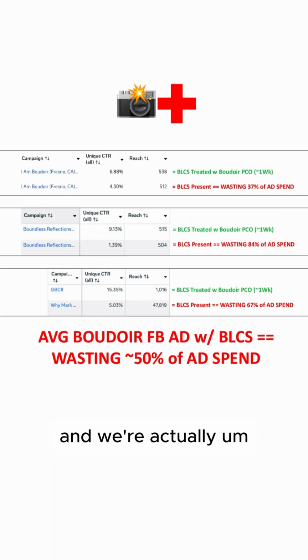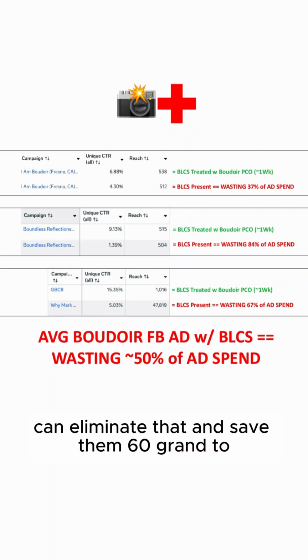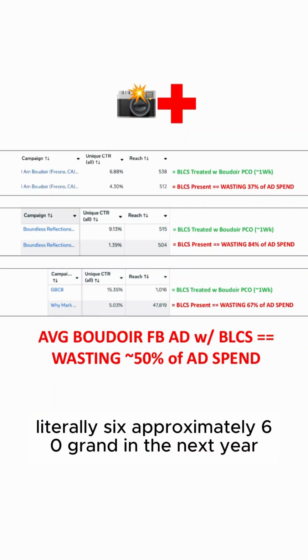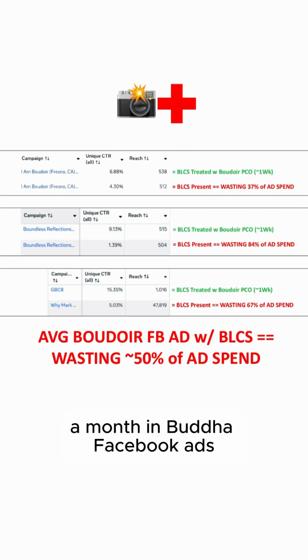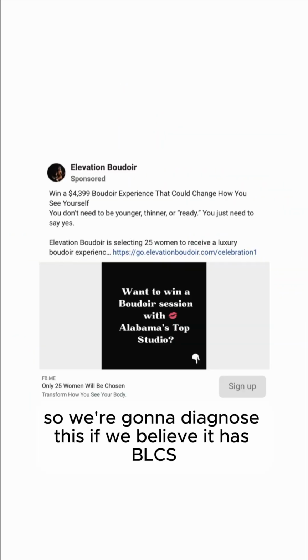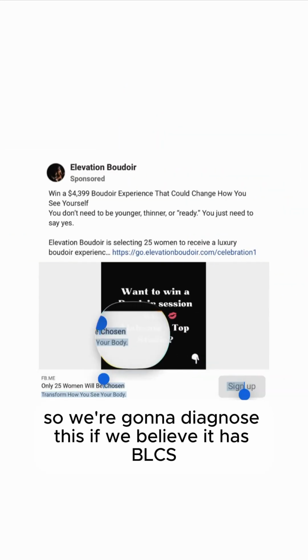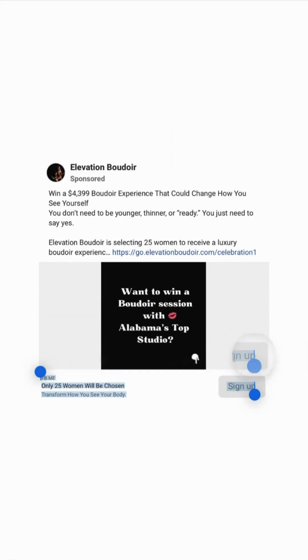And we can eliminate that and save them 60 grand, literally approximately 60 grand in the next year, if they're spending at least 10 grand a month in Boudoir Facebook ads. So we're going to diagnose this, see if we believe it has BLCS, Boudoir low click syndrome. So let's see what we got.